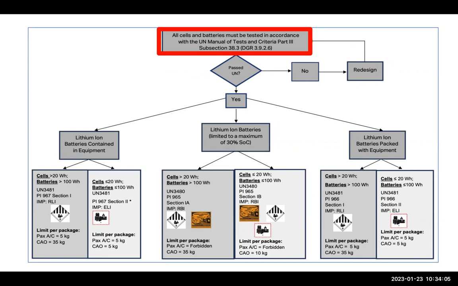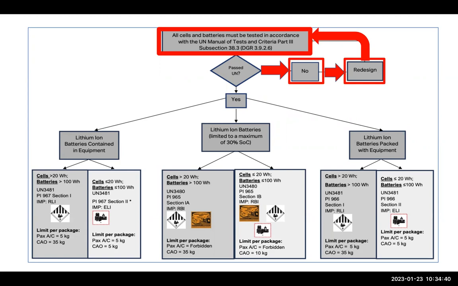Now, when lithium-ion cells and batteries are manufactured, they're supposed to be subjected to a couple of tests. They either pass the tests or they fail the tests. Where they have failed the tests, which is a no, they don't leave the factory. They are supposed to be redesigned. And after redesigning them, they go back through the testing process.